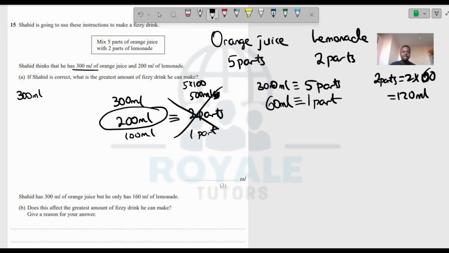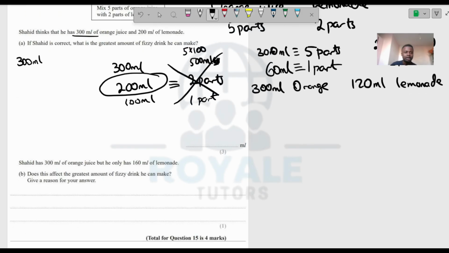So that means to get the maximum amount of fizzy drink, I'm going to need 300 milliliters of orange juice, and I'm going to need 120 milliliters of lemonade. So this shows that the greatest amount of fizzy drink that I'm going to have is going to be the addition of these two. That is 300 milliliters of orange juice and 120 milliliters of lemonade, to give me 420 milliliters for the fizzy drink. So the answer for question A, which is 3 marks, is going to be 420 milliliters.